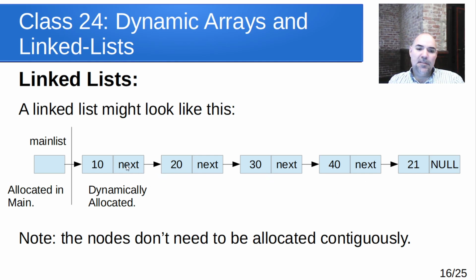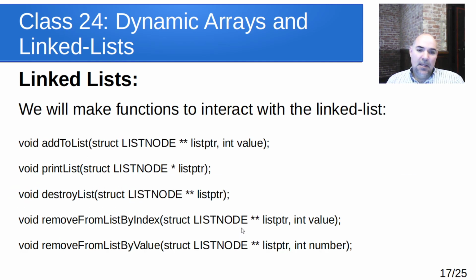And notice that these nodes aren't contiguous in memory. They're not like an array. They could be in different places, which is going to have some benefits for us later on. All right, so the functions to interact with that linked list, I made them match the ones we had in that other example with dynamic arrays. So here: add to list, print list, destroy list, remove from list by index, remove from list by value. There is one key difference here that you'll see, and that's that some of these have this double pointer, a list node pointer, and we'll talk about that in just a second.